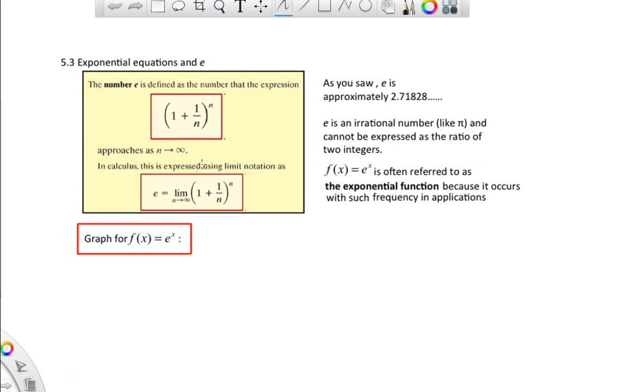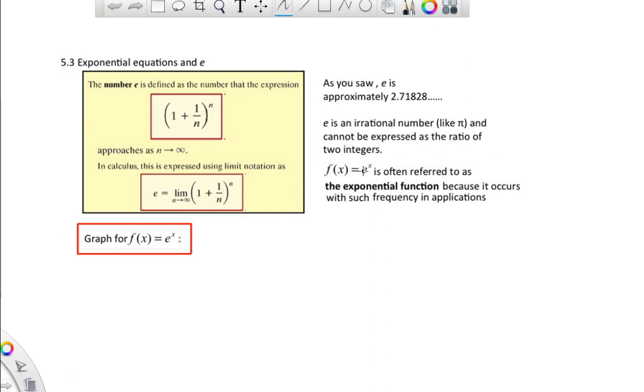In calculus, this expression would be written with limit notation, and that would be that e is the limit of n going to infinity of (1 plus 1 over n) to the nth. The limit means, what value does it approach as you get closer and closer to infinity.